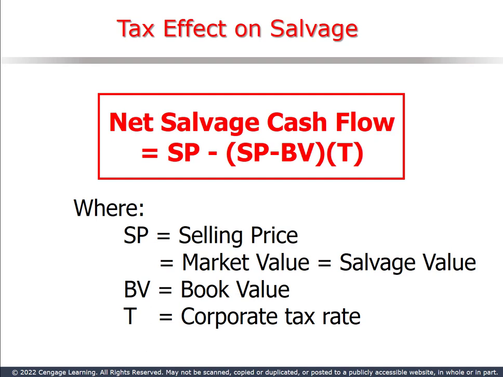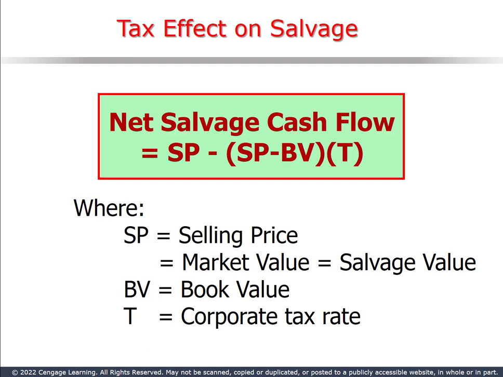The net salvage cash flow is the cash received for selling the asset minus any taxes paid. You are taxed on the difference between the selling price and the book value. This equation is not in your textbook, but leads to the correct end of project net salvage cash flow. If the selling price is greater than book value, then you pay tax on the gain.